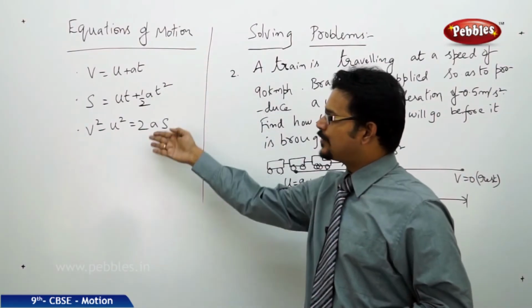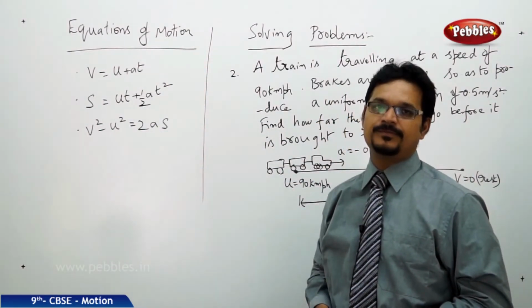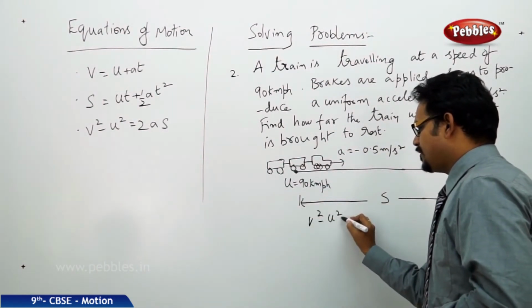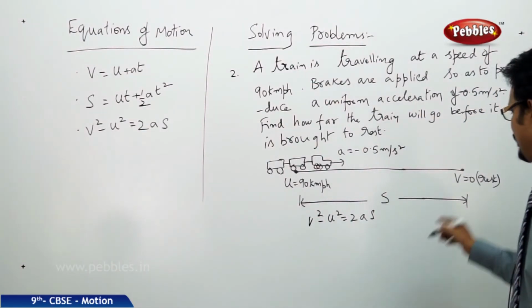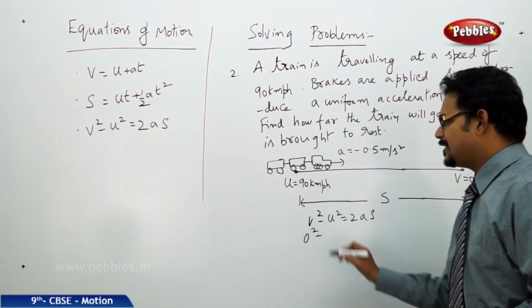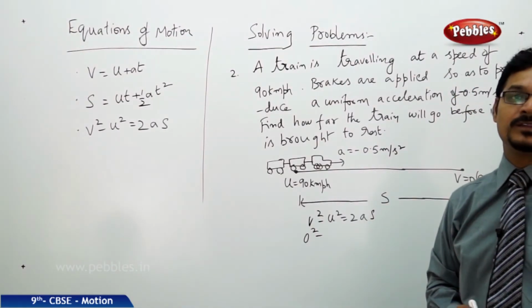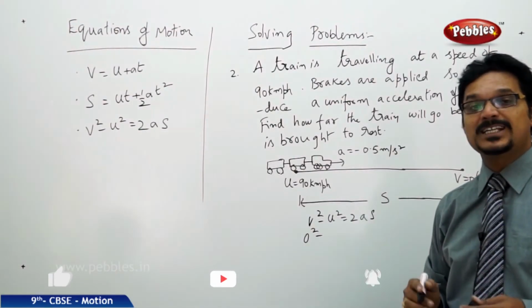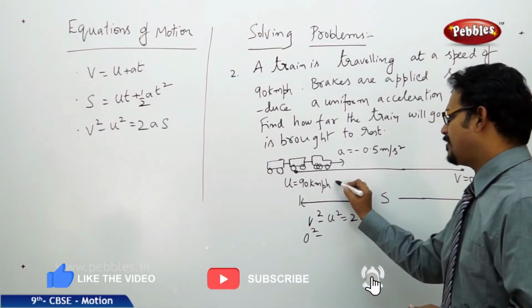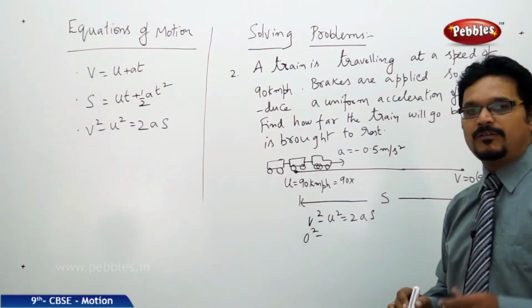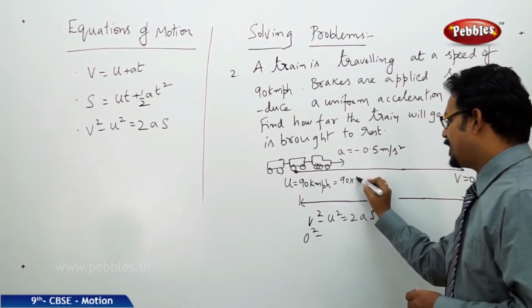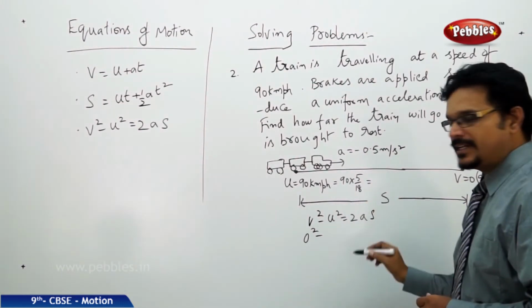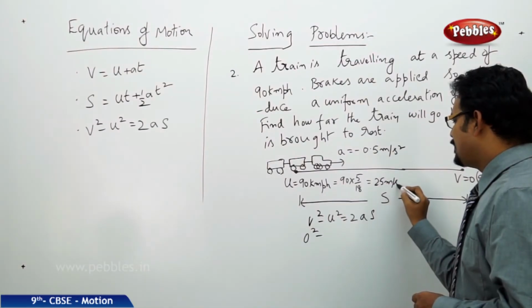So go back to the equations of motion. Which equation is suitable for it? Yes, you are correct, the third equation. So write the third equation: v square minus u square equals 2as. Final velocity v equals 0 square, initial velocity 90. Stop here. 90 km/h. The SI unit is meters per second, so you need to convert 90 km/h into meters per second. How do we do it? See here how I am doing it. If you want to convert kilometer per hour into meters per second, multiply by 5 by 18. Now 18 5s are 90, 5 5s are 25. So this is 25 meters per second.